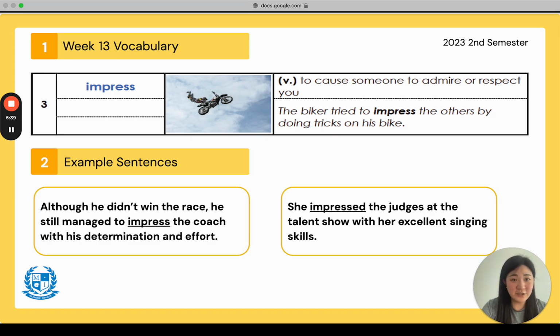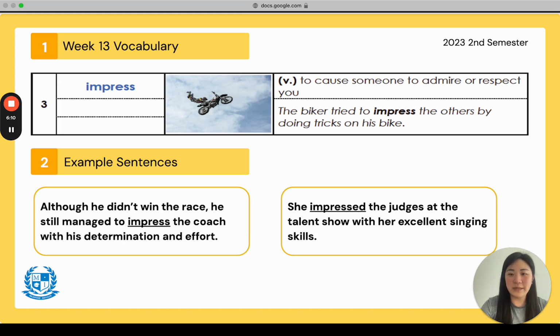That looks like a very dangerous trick. I wouldn't want to do that just to make someone admire me or to like me. But maybe this biker is a professional, so it's okay. So, repeat after me. The biker tried to impress the others by doing tricks on his bike. So he's doing backflips and flying off of his bike, just trying to get people to be like, ooh, ah, to impress them.